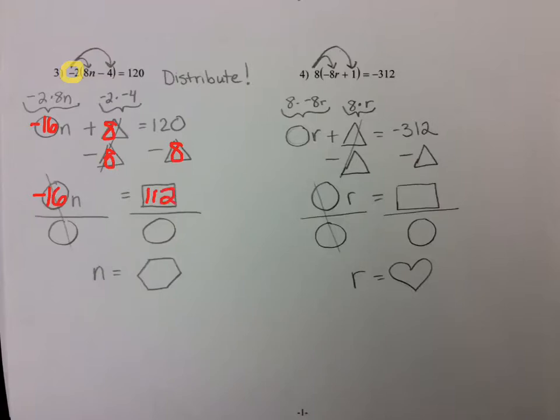Now I have to get the n alone, sorry, and there's a -16 in front of it. So I'm going to divide by -16 on both sides of the equation to keep it balanced. -16 divided by -16 is going to cancel out and be 1n. 112 divided by -16, I'm going to do that in my calculator. 112 divided by -16 is -7. So my hexagon becomes a -7. N equals -7.